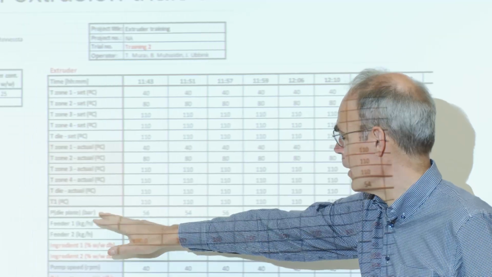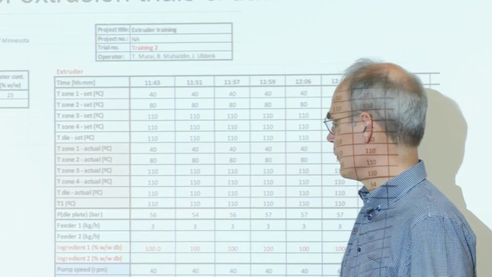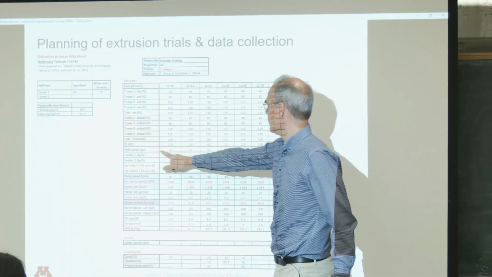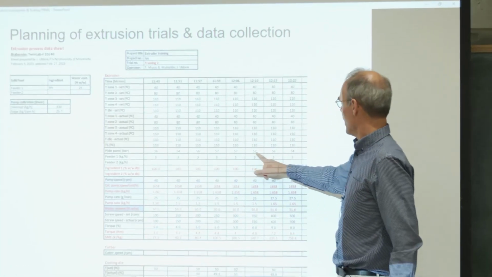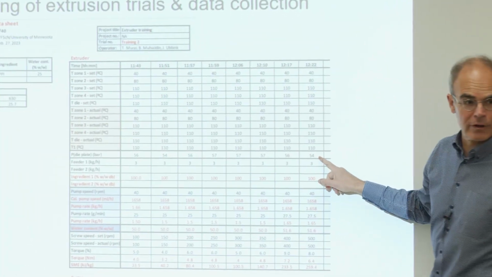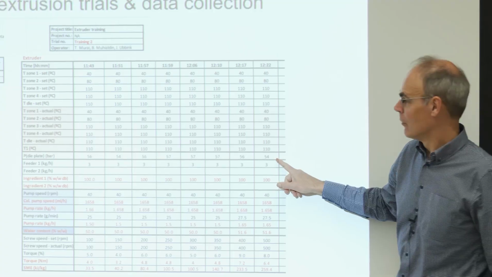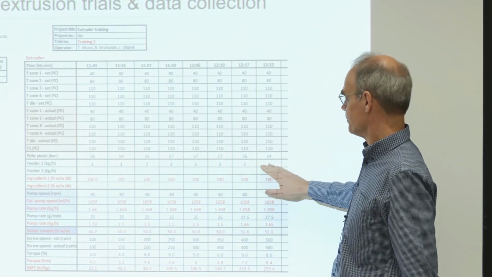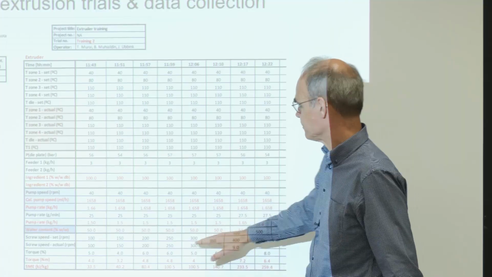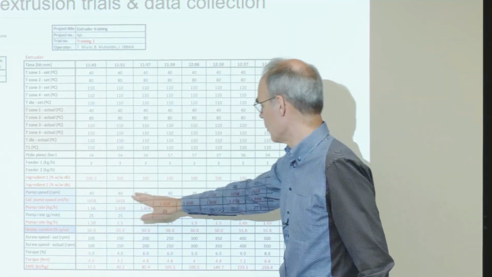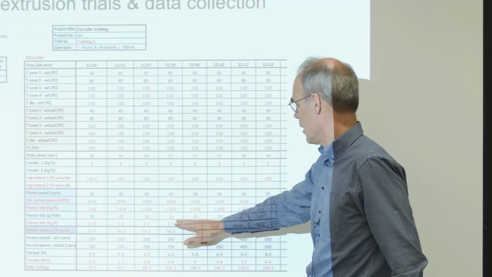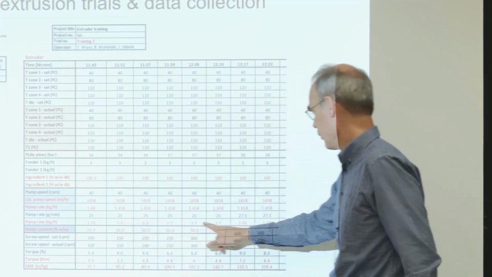Then we have the pressure. That's actually not in bar, I think that's in PSI, which we can now convert. So we have the die plate pressure, which is pretty constant during our trials. Then we have the feed rate. We set it at 3 kilograms an hour of one ingredient. Then the water pump speed, which gives us the pump rate for the water, and here it is also constant.